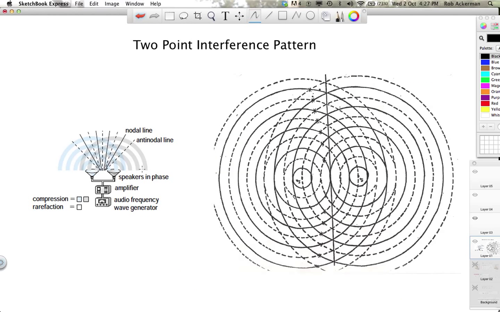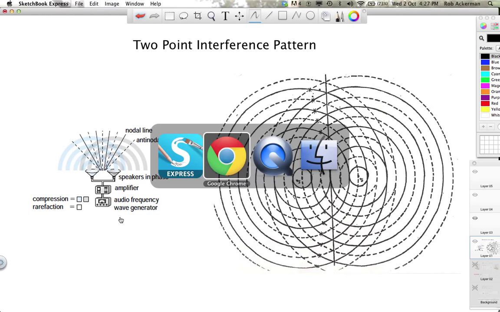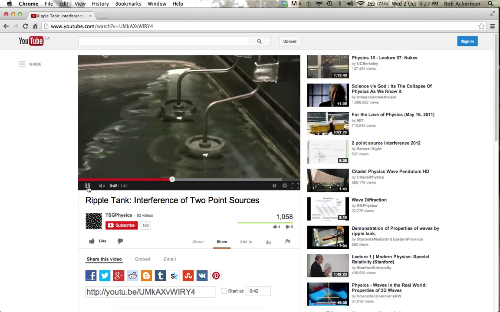The waves spread out. These are the gray waves from this speaker. These are the blue waves from this speaker. They show you compressions and rarefactions, and they're spreading out and they're overlapping. Now, then they get into this complicated set of lines over here. What's going on? Well, let's go back to the video and watch and see if we can't make sense of this. So here we go, back to the video.